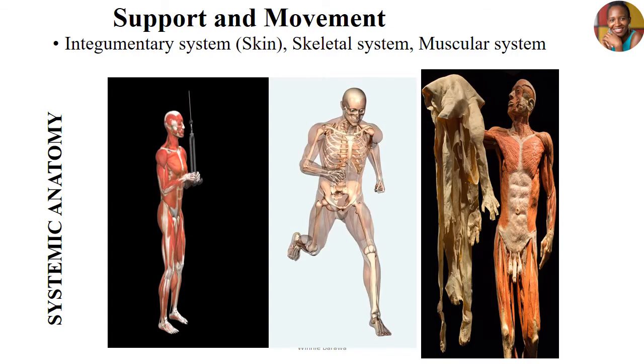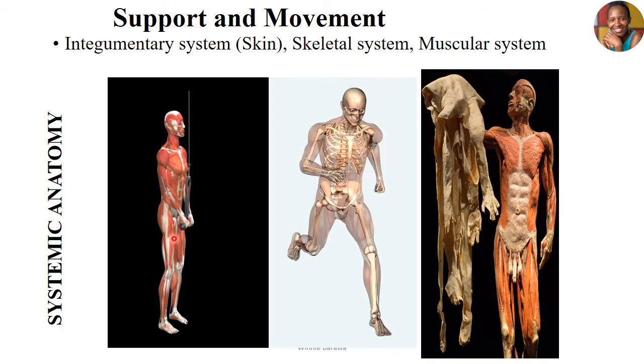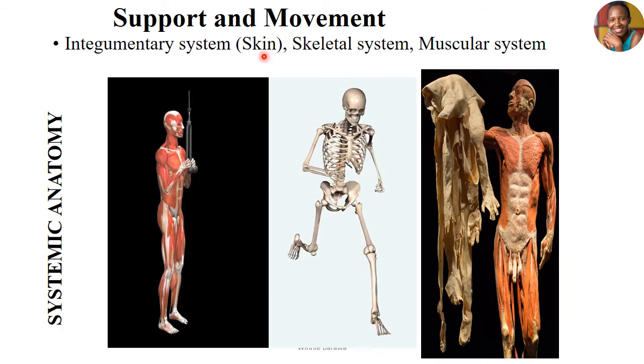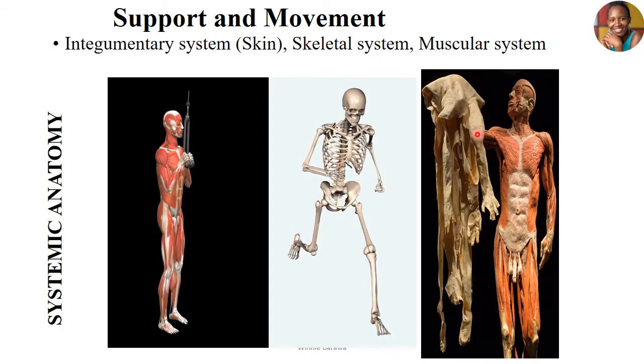So under the category of support and movement, we have three systems. We have the integumentary system, which focuses more on the skin. So this is our skin. If you were to remove your skin as a garment or as clothing, this is what it looks like.